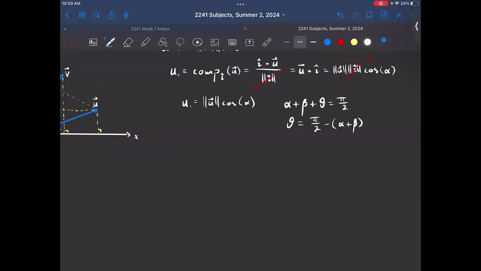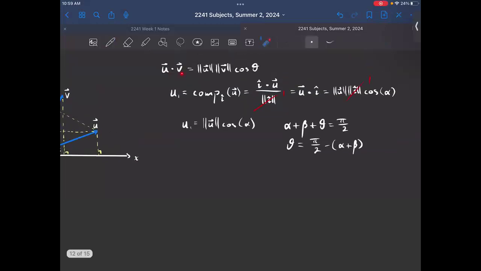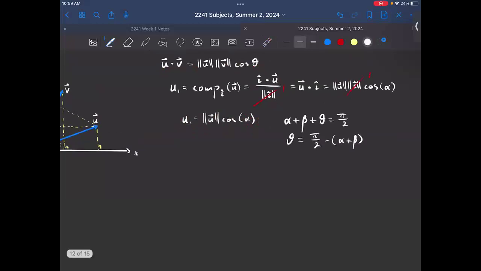All right, so if that's theta, and I have this formula, and I'm looking for this formula, what do we do? Well, let's plug some stuff in, and then we'll use some trigonometric identities. So we have norm u, norm v, and then the cosine of theta, but theta is pi over 2 minus alpha plus beta here.